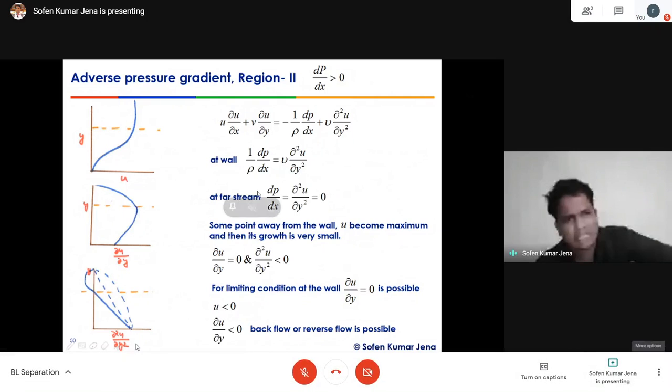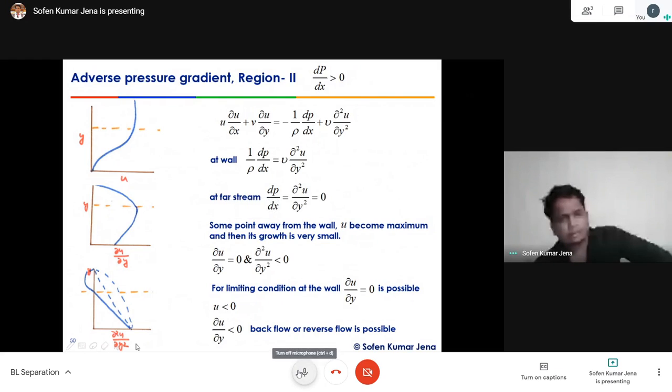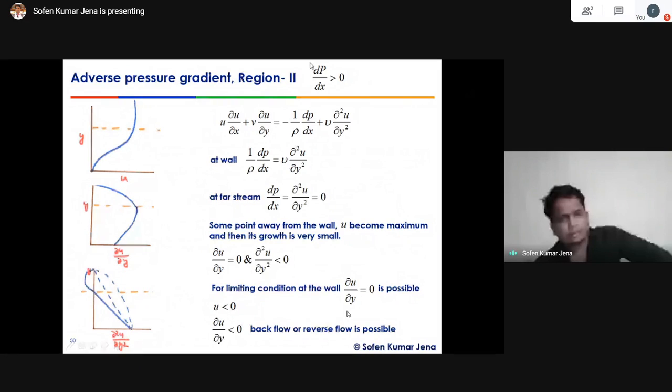And then its growth is very small. If you plot u versus y, we can see some point away from the wall. Yes, I'm repeating. So we have here del p by del x greater than 0. This is essentially telling that the del square u by del y square term should be greater than 0. So the final approach is that this term del square u by del y square is greater than 0, and the velocity will approach 0 towards the edge of the boundary layer.